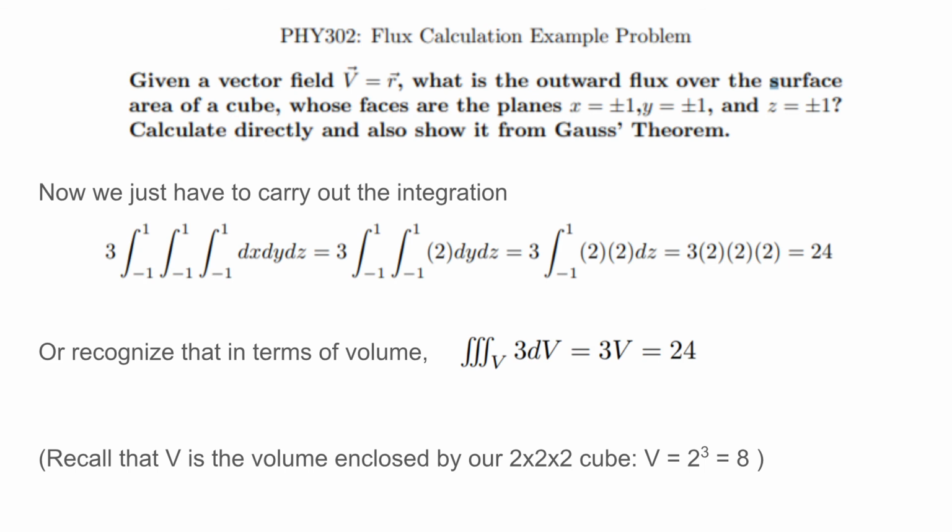Or we could do this purely in terms of volume: an integral of 3 dv is just 3V, and V here is not our vector v, that's the volume V. The volume of a 2 by 2 by 2 cube is 2 to the 3rd power, that's 8, and so 3V is 24. As we would expect, both ways of carrying out the volume integral give the same answer as our surface integral solution.